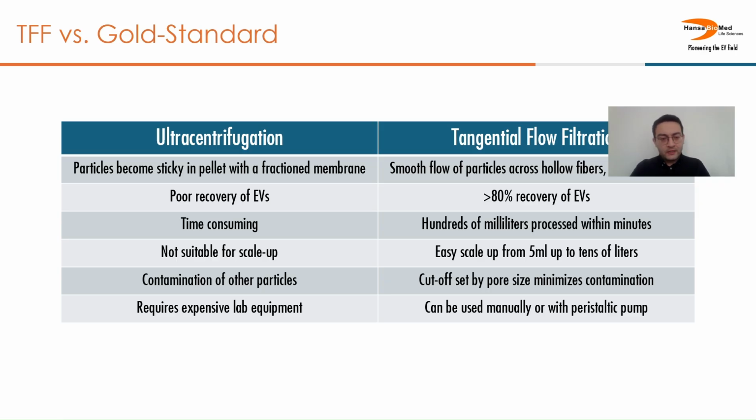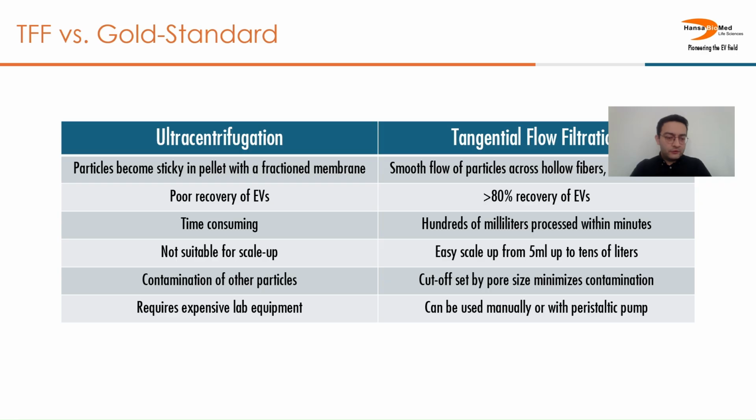In ultracentrifugation, contamination is a bigger problem because there is no sharp cutoff introduced from a density perspective, from a size perspective, or from any other perspective that can be determining EVs. Whereas in tangential flow filtration, there's a sharp cutoff introduced by the pore size of the fibers, minimizing the contamination. For instance, if the pore size is 50 nanometer, you can minimize the contamination coming from particles below 50 nanometer by this sharp cutoff.